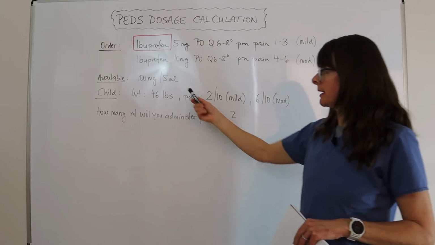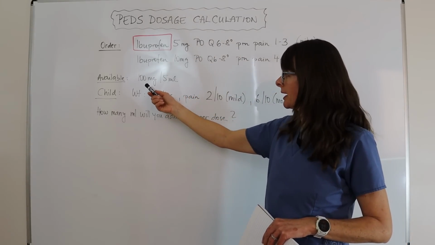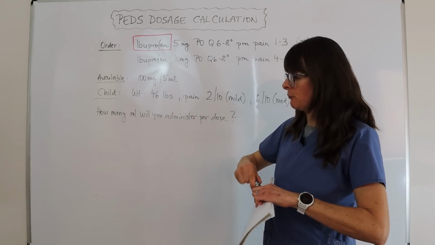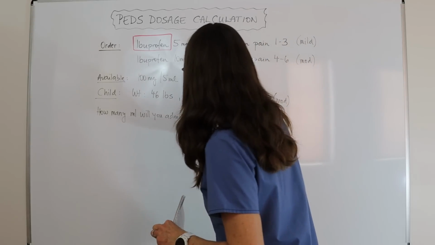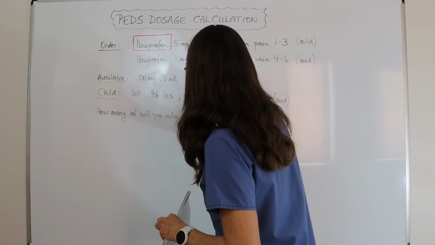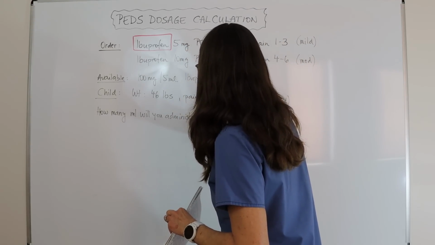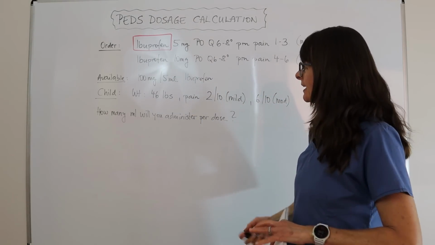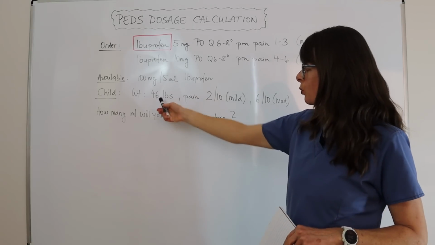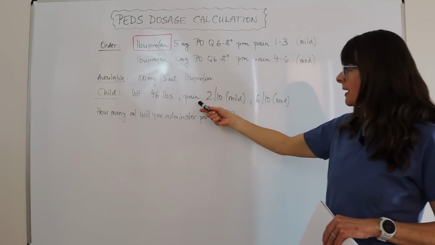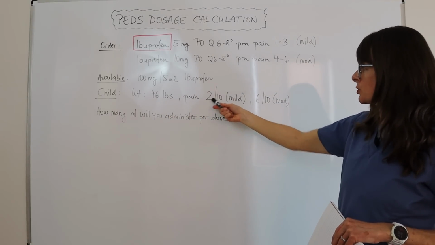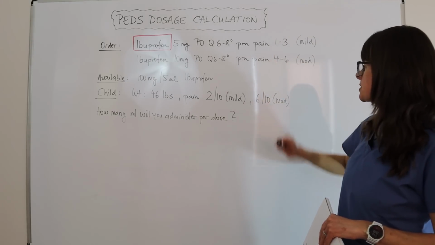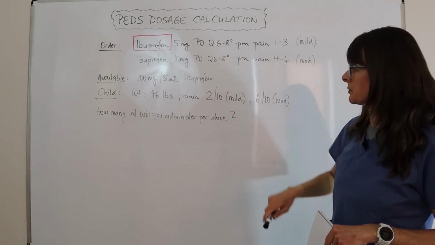Now, what we have available in our drug cabinet by the pharmacy is 10 milligrams per 5 milliliters, and we better go through our medication checks and make sure that it is labeled as ibuprofen. And in our example, the child's weight is 46 pounds and their pain is a 2 out of 10, which is mild, and also a 6 out of 10, which is moderate. So we'll go through both scenarios here.